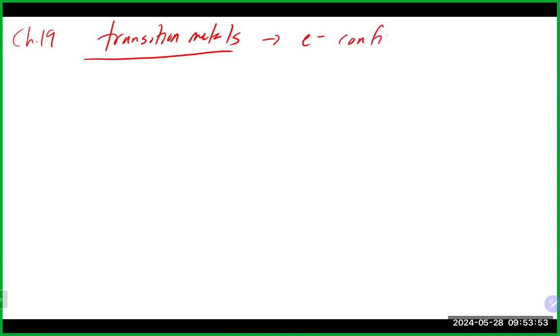Okay, we're going to continue on here. We're talking chapter 19, and we talked about transition metals, and we talked mainly about some trends with transition metals and some of the important things, including electron configuration. And really, the reason for this is the rest of the chapter deals with coordination compounds.